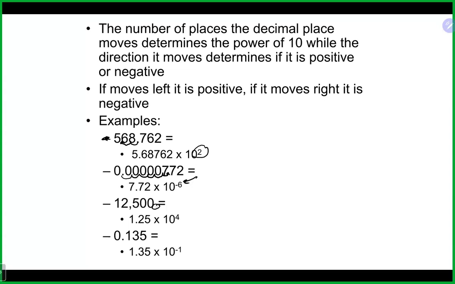Not written here, but assumed to be here, is the decimal. 1, 2, 3, 4 places gives us times 10 to the 4 here. 1.25 times 10 to the 4. The two zeros, as we'll talk about, are actually not significant, so that is why we dropped them off the end of the number. And our last example there, 0.135, we just need to go one place to the right. That is going to give us 1.35 times 10 to the minus 1.